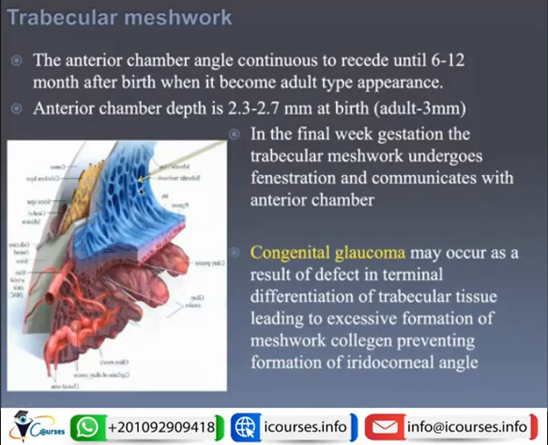Sometimes failure of formation of these fenestrations within the trabecular meshwork will lead to congenital glaucoma. Congenital glaucoma means that there is dysgenesis of the trabecular meshwork, and the trabecular meshwork openings haven't developed properly, leading to trapping of the aqueous in the anterior chamber, causing a rise of the intraocular pressure.